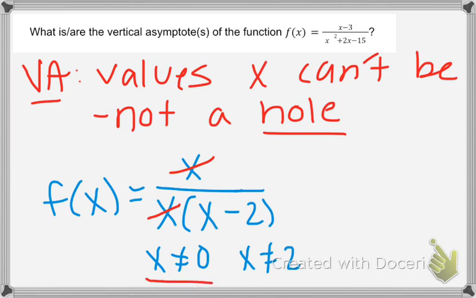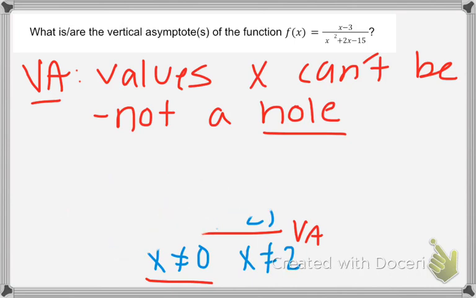So that x can't be 0 will correspond to a hole because it was able to cancel out. And since this x minus 2 didn't cancel, that x can't be 2 is going to be a vertical asymptote. So that's kind of how you pick the difference, but they're both going to be values that x can't be.